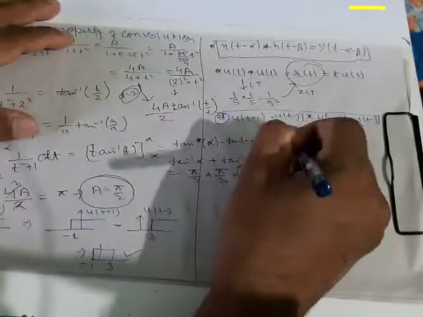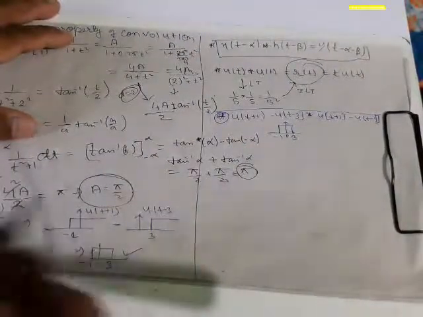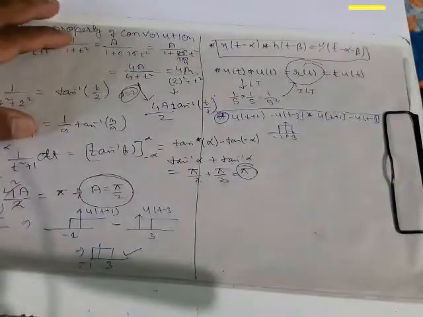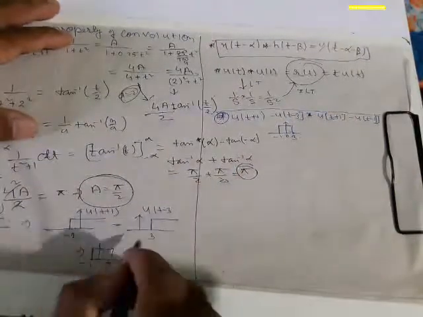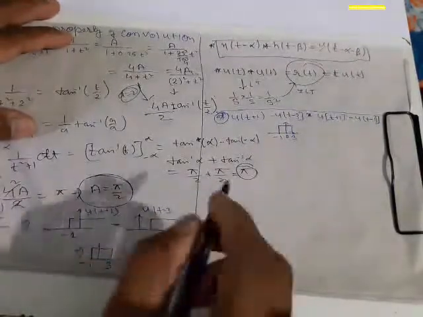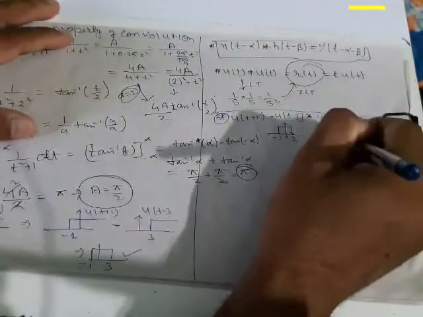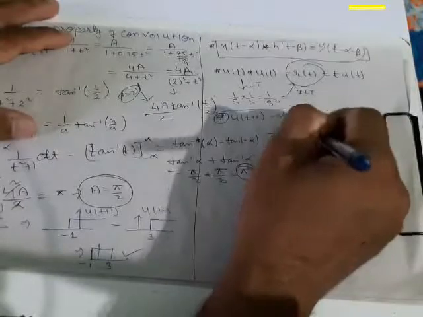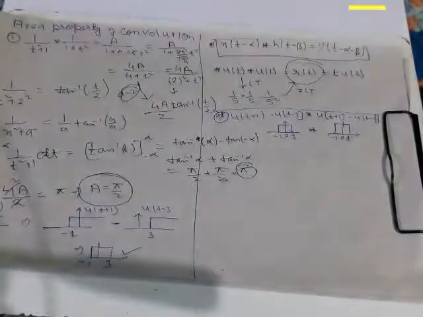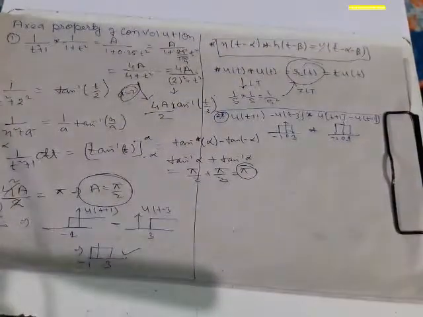Now the question is: u of t minus u of t minus 3, convolved with u of t plus 1 minus u of t minus 1. Let's multiply each and every term: this by this, again this by this, and so on. So it is nothing but u of t plus 1 convolution with u of t plus 1.